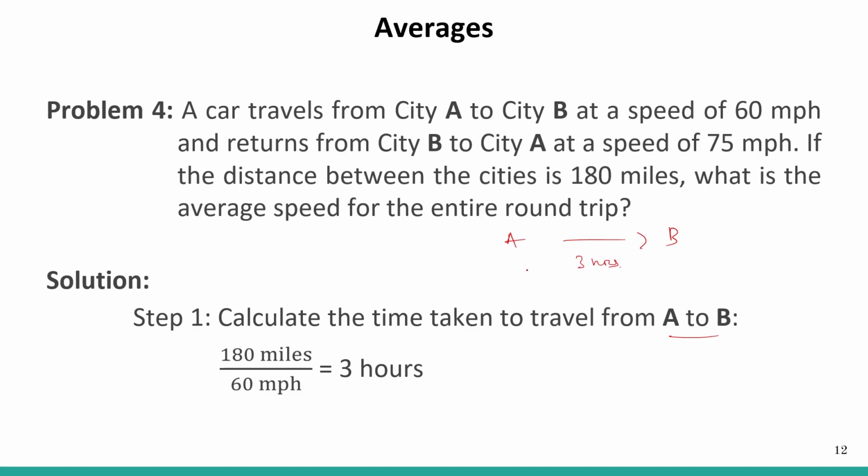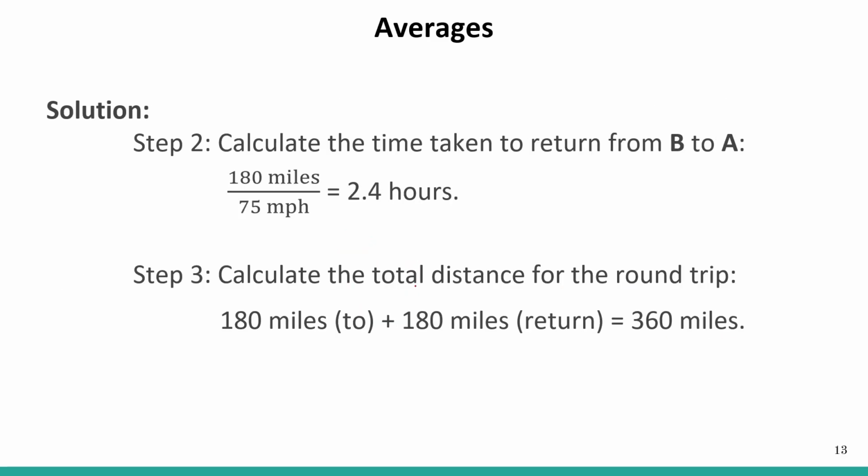So returning at 75, 180 by 75, right? So returning will take, so it will be 15 and this will be 36. So 5 and 12. So 12 by 5 hours, that is equal to 2.4 hours. So from B to A, it took 2.4 hours.